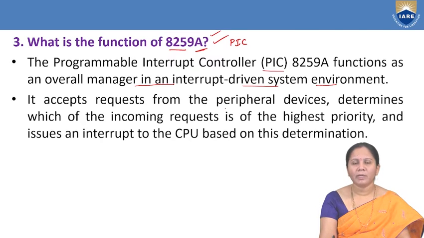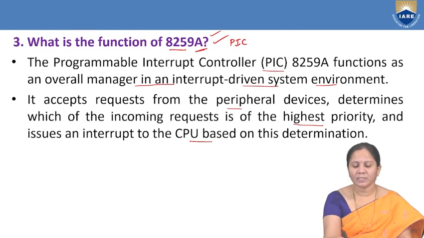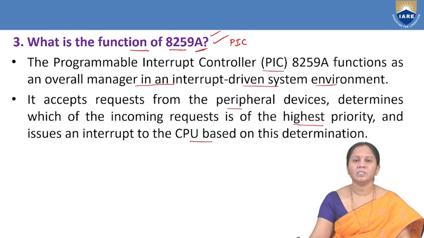It accepts the request from the peripheral devices. After accepting the request, it determines which interrupt has the highest priority. Okay, and that particular interrupt will be sent to the CPU for service. That is the main function this 8259 is going to do.